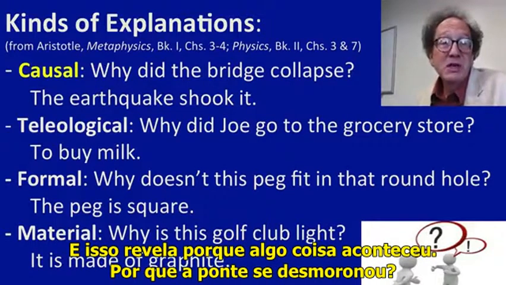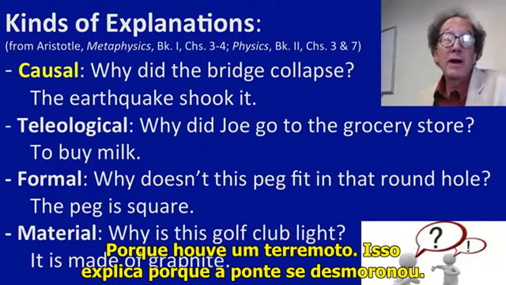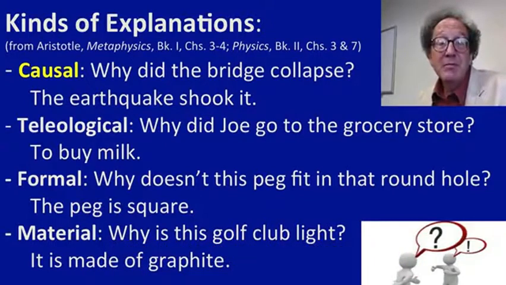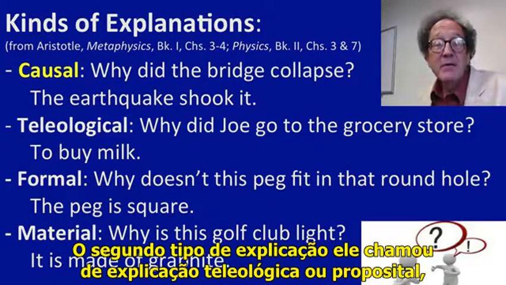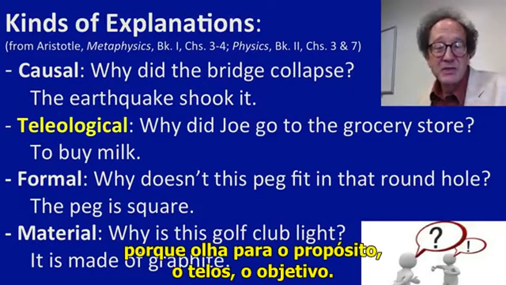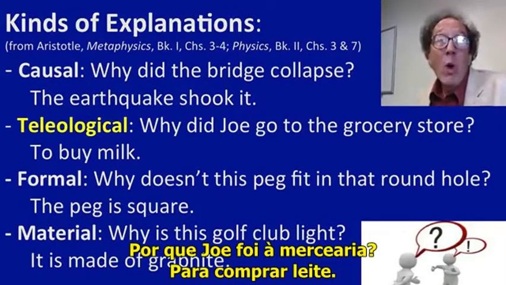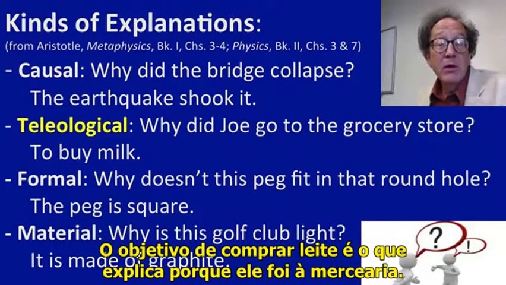Why did the bridge collapse? Because there was an earthquake. That explains why the bridge collapsed. The second type of explanation, he called teleological or purposeful explanation, because it's looking at the purpose, or the telos, or the goal. Why did Joe go to the grocery store? To buy milk. His goal of buying milk is what explains why he went to the grocery store.